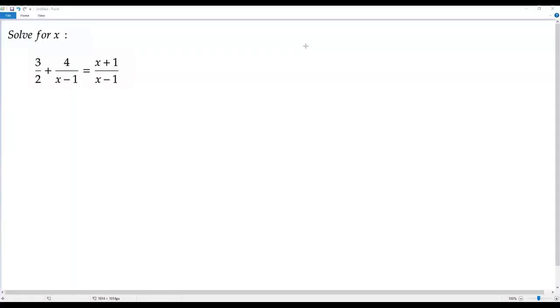Here we have a problem in algebra 2, that is we have to solve for x in the given rational equation. Okay, so in my first step what I'm going to do is simplify the expression we have on the left side of the equation. That is, I'm going to add the two fractions over here.